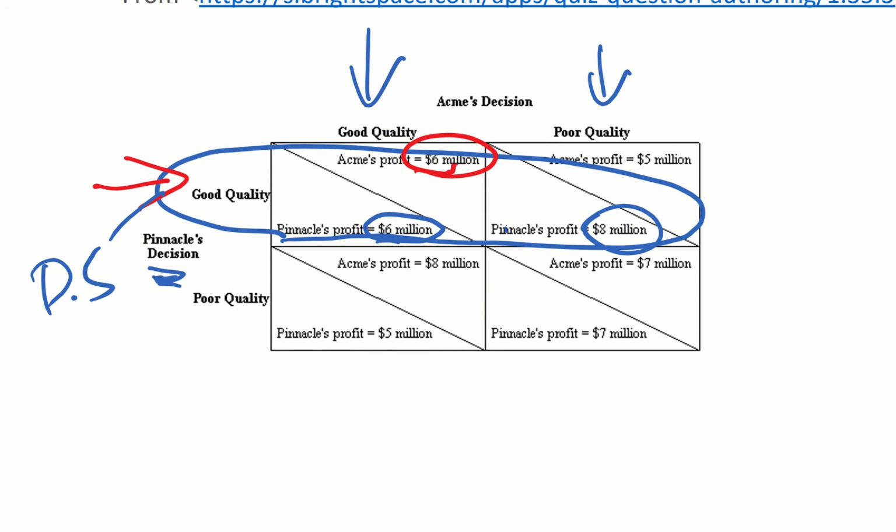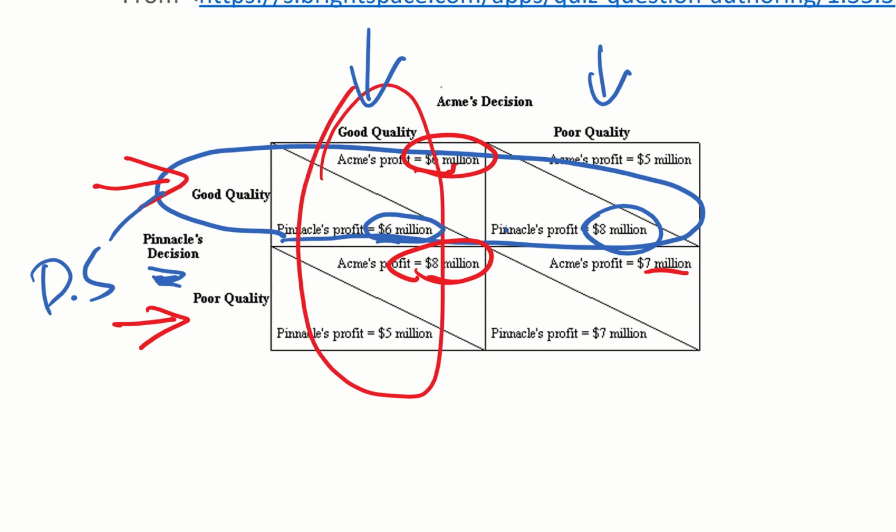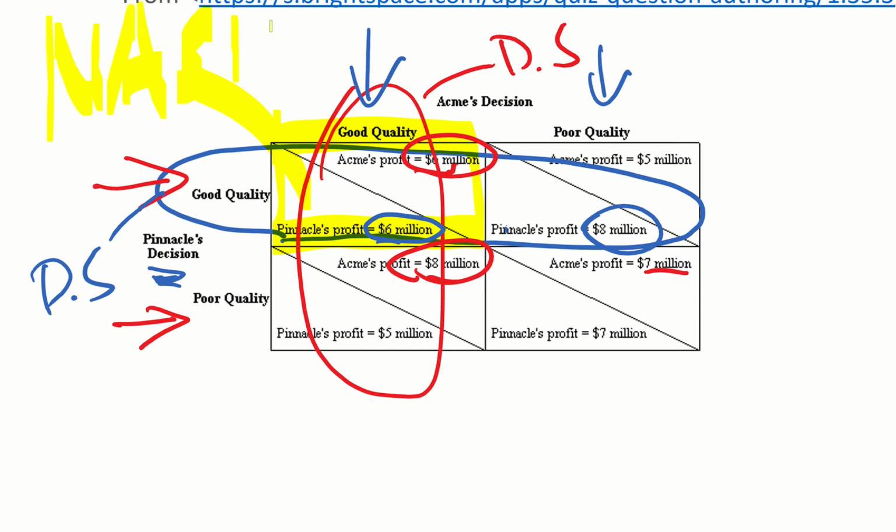6 is better, right? And then if Pinnacle chooses poor quality, what should Acme do? Good is 8, poor is 7, good is better, so it's going to choose 8. So this is also overlapping on the same line. So good quality is also Acme's dominant strategy. So they will always choose good quality, no matter what Pinnacle chooses. So both parties have a dominant strategy, and they will always go with the dominant strategy. So for this market, the Nash equilibrium is this cell over here, which looks like the worst outcome possible. Okay, so that's your Nash equilibrium.